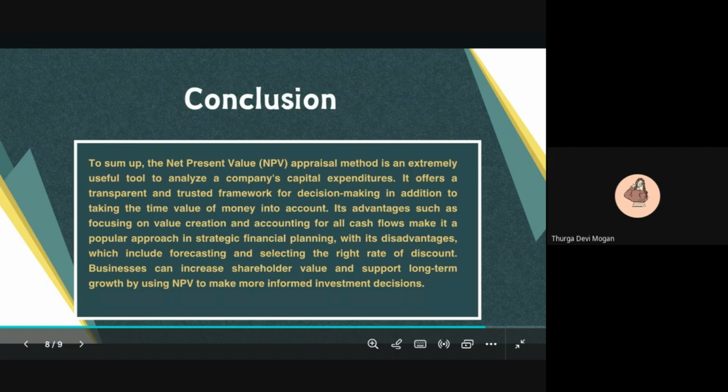So the businesses can increase shareholders' value and support long-term growth by using net present value to make more informed investment decisions. So that's all from us.